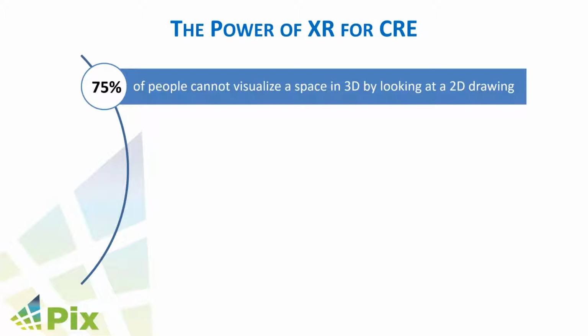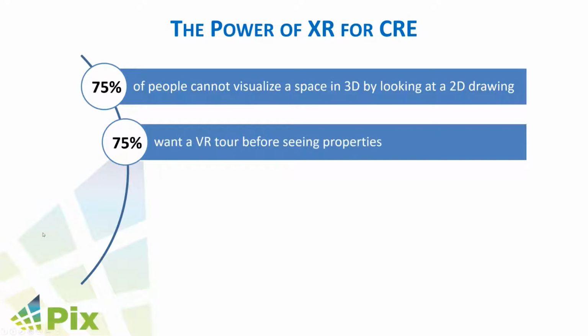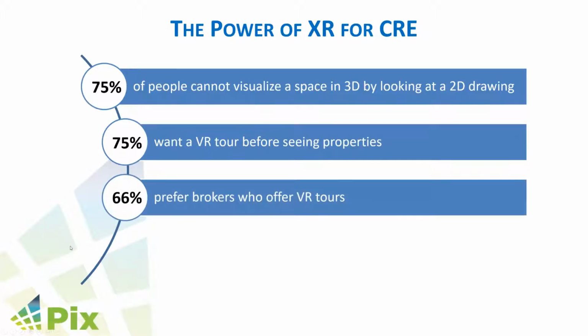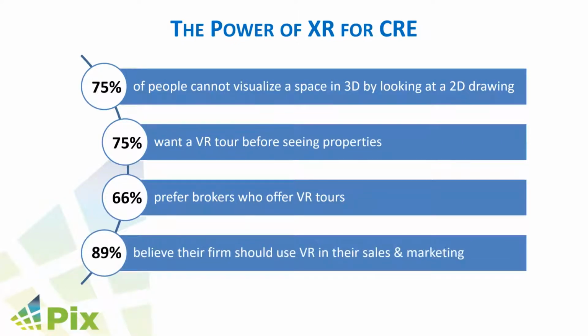So one of the things with the other studies is it's been proven numerous times that 3/4 of people in general cannot visualize a 3D space by looking at 2D drawings. So it's very hard for them to imagine what it's like to be in that space. 75% want a VR tour before seeing properties. And then 66% prefer brokers who offer VR tours, which has then led to 88% believing that a firm should use VR in their sales and marketing. And with recent research, it's showing that, at least in the residential market, about 90% of large agencies are using a form of VR.